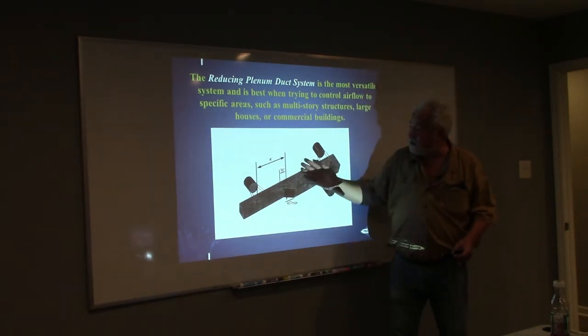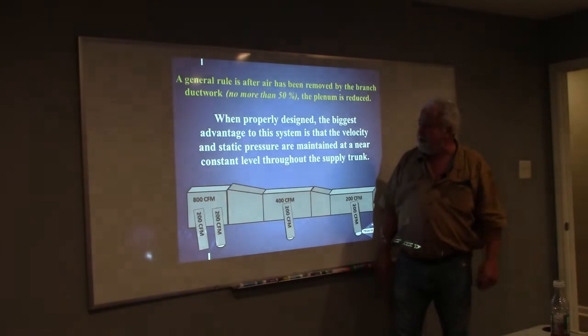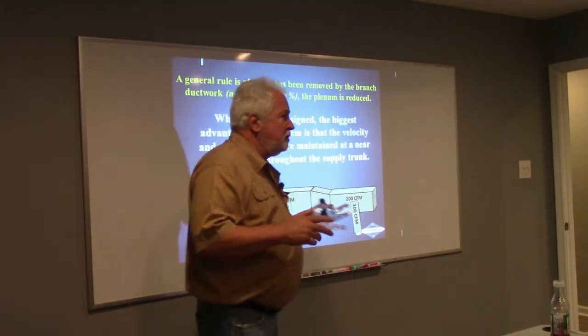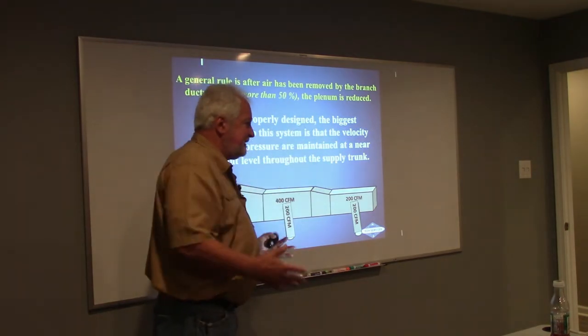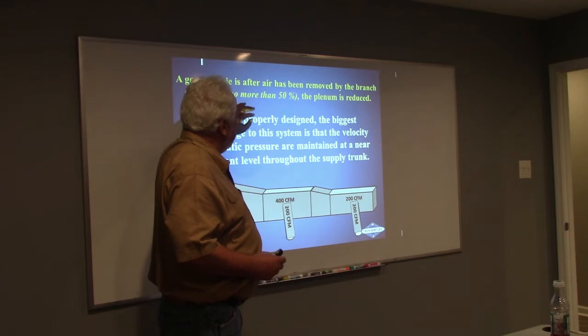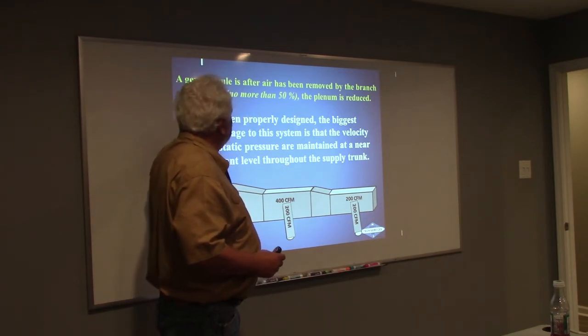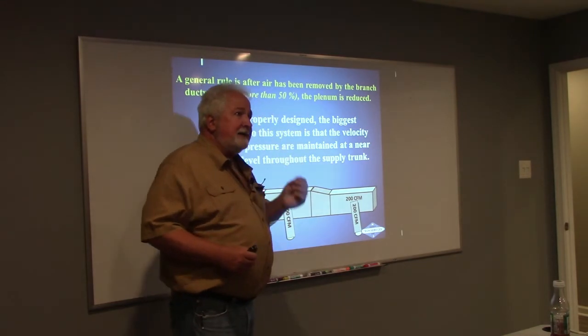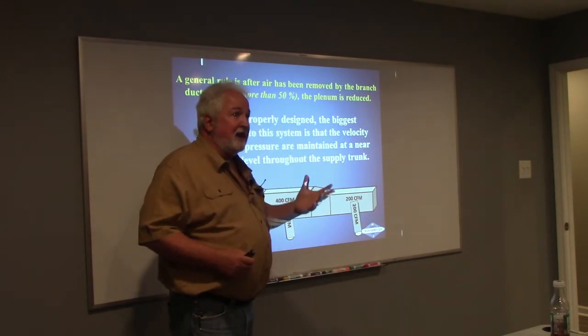Good. So just kind of keep an idea on these kind of numbers. So the numbers get goofy because when you look at ACCA's Manual D, which is the duct sizing thing, it says, as a general rule, after the air has been removed by a branch duct, after 50% of the air that's been removed. ACCA says after 50% of the velocity has been removed.